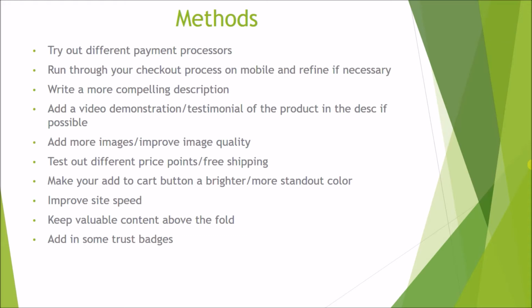And the third thing is to write a more compelling description. So don't just use your description as a place to list random bullet pointed features. You want it to actually contain a bit of sales copy, because this is just another opportunity that you can sell people on your product. So you want to have a more compelling description.